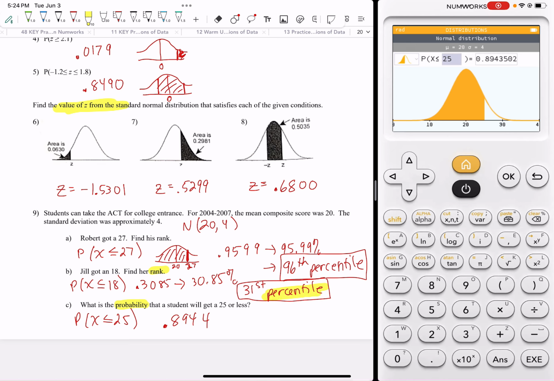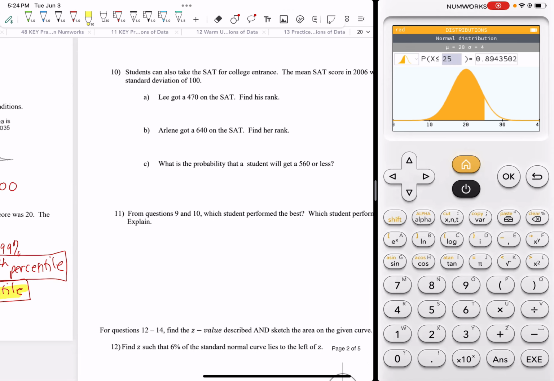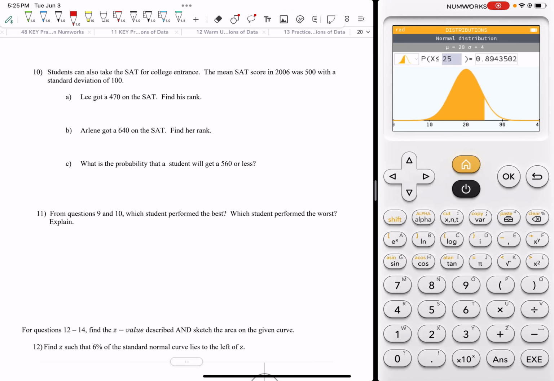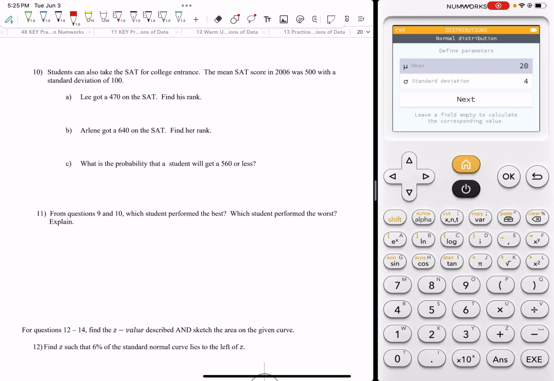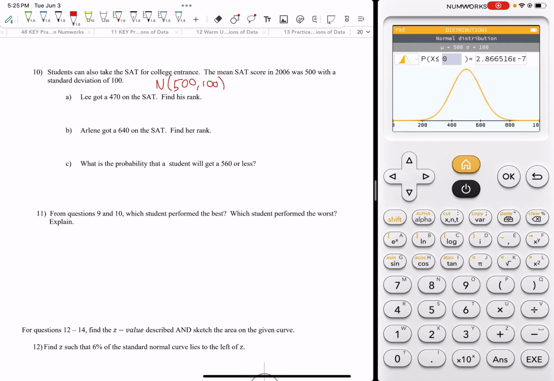All right, just a little bit left here, and then we'll be done with our notes. So now we're going to have here for the SAT, right? We have a mean of 500 with a standard deviation of 100. So before I forget, I'm going to scoot back and change my values. So again, it's normally distributed with a mean of 500 and a standard deviation of 100. I'm going to pop in 500 for the mean, 100 for your standard deviation.